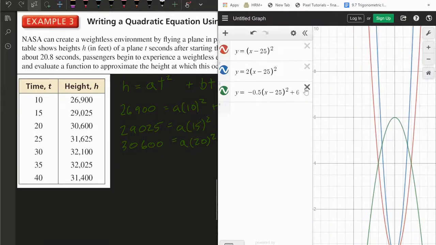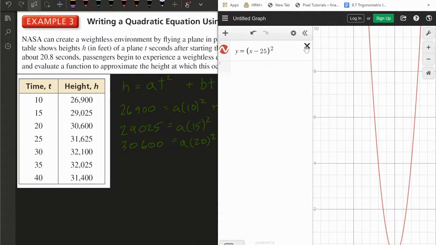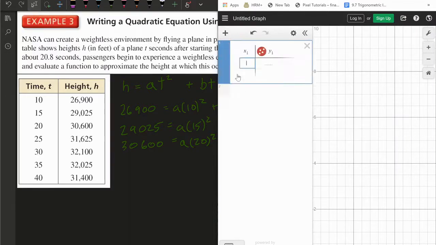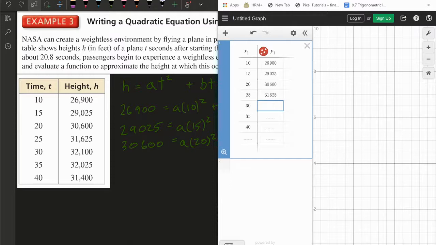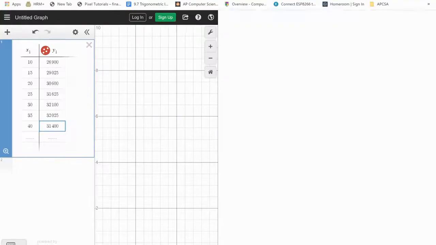So I'm going to go over here to Desmos, where I've been tinkering around already. I'm going to add a table, and I'm going to say for x1 is all my times: 10, 15, 20, 25, 30, 35, 40. And then my y's, 26,900, 29,025, 30,600, 31,625, 32,100, 32,025, and 31,400.